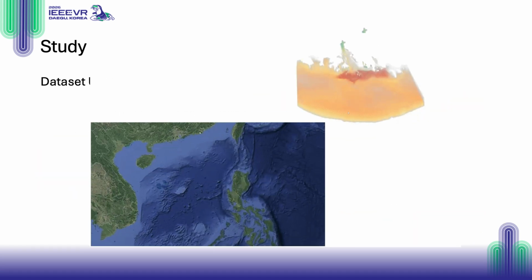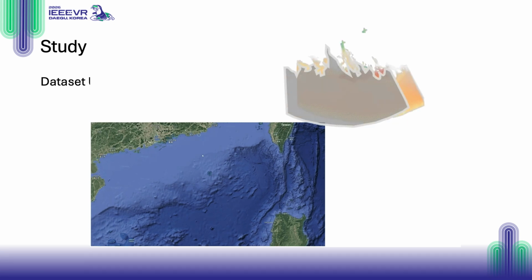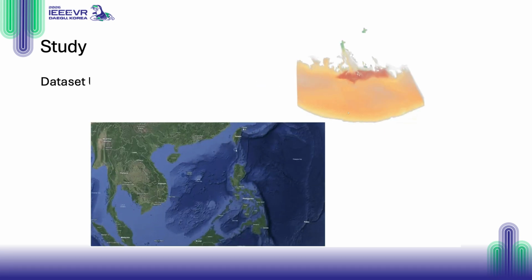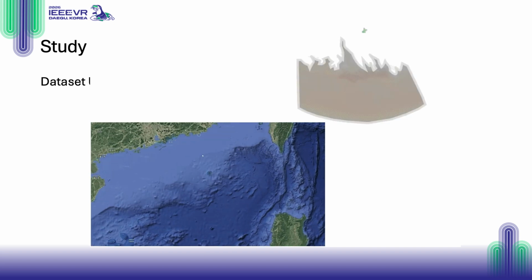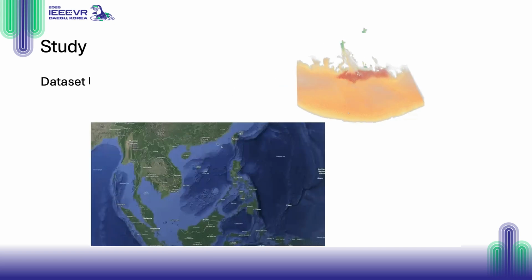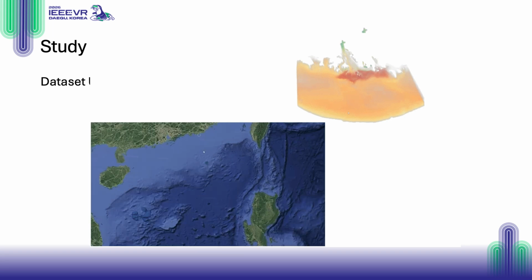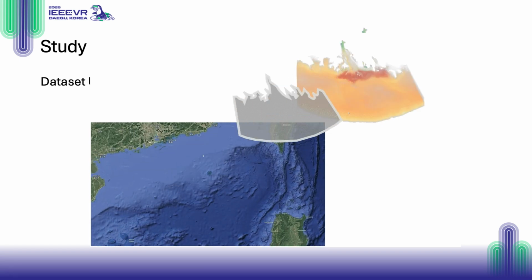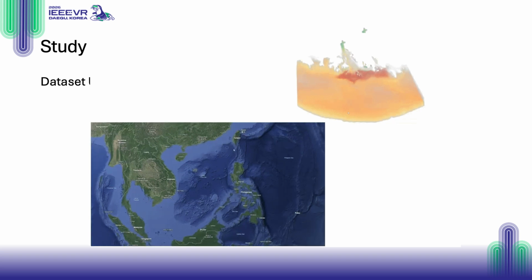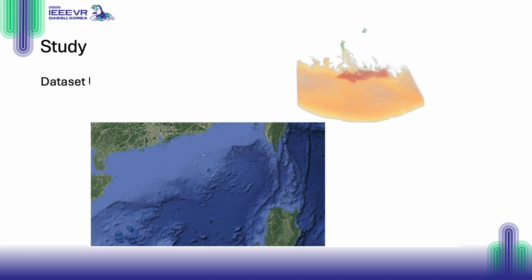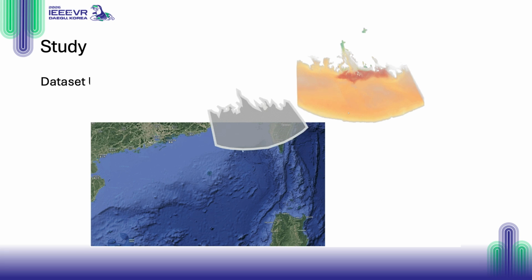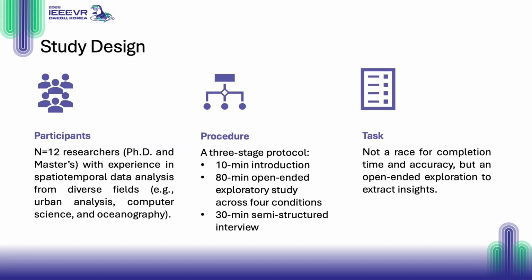We utilize a real-world dataset that spans 30 days and includes daily records of dissolved oxygen level in the seawater in the Pearl River estuary and adjacent shelf in China. This dataset captures the pre-typhoon, during typhoon, and post-typhoon periods, offering insights into how typhoons impact oxygen levels across various ocean locations over time. With the datasets visualized by the four techniques, we invited 12 researchers with experience in spatial temporal data analysis from diverse fields to attend our study.